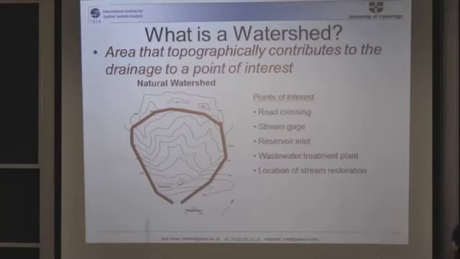So from the high elevation to the low elevation, one can sketch the diagram or the shapefile of a catchment. An outlet could be a road crossing, it could be a stream gauge, it could be a reservoir, it could be a stream again downstream, and it could be a wastewater treatment plant, etc.